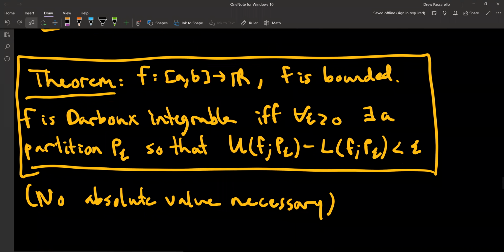So the theorem that we're going to prove states that if we have a bounded function f, this bounded function f is Darboux integrable if and only if for all epsilon there exists a partition, calling it P of epsilon, so that the upper sum of this partition minus the lower sum of this partition is less than epsilon. And we see that there's no absolute value necessary, because the upper sums are always greater than the lower sums. All right, so the proof.